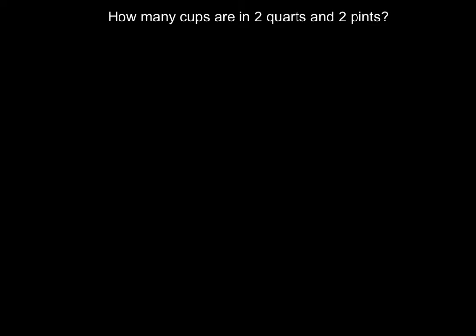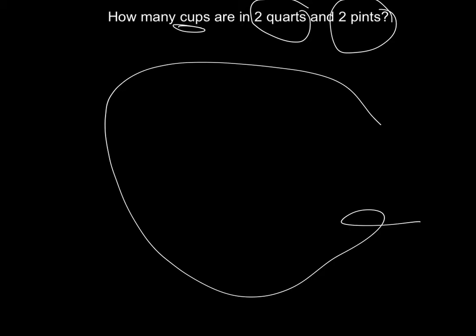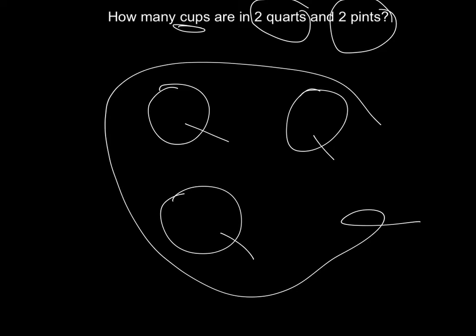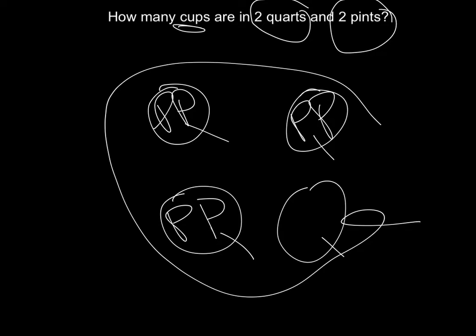So you can use that to actually solve problems. So here it says how many cups are in 2 quarts and 2 pints. So my important information is cups, that I've got 2 quarts and 2 pints. So what I can do here is I'm going to show you a couple different ways. I can draw my big G, and I can draw quart, pint, or all my quarts, my pints, and then I'll put 2 C's within each one.